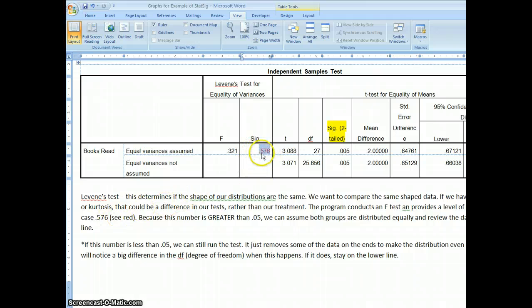It tells you. If this number for Levene's test is greater than 0.05, we can assume both groups are distributed equally, and we'll use this one right here. If it's not, if this number is less than 0.05, you just drop down to this line and you can still figure it out. There's a significant difference. What happens is, if this is less than 0.05, it's just taking out the outliers on either extreme to make the two groups look the same before it runs its test.